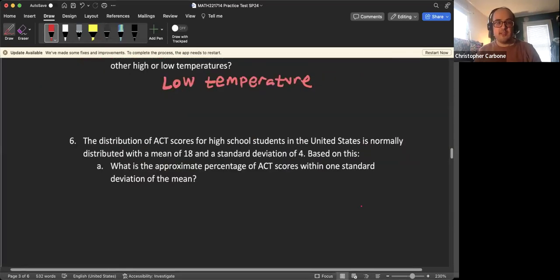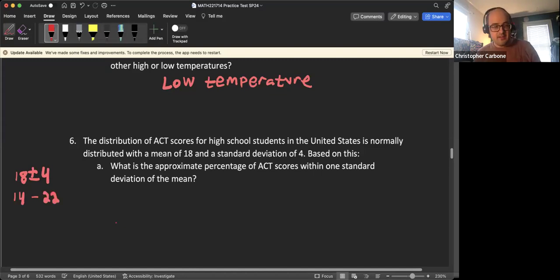My next question, number 6. I have the distribution of ACT scores for high school students in the United States is normally distributed with a mean of 18, standard deviation of 4. Based on this, we want to know the approximate percentage of ACT scores within 1 standard deviation of the mean. So 18 plus and minus 4. When you subtract, this makes 14. And when you add, that makes 22.